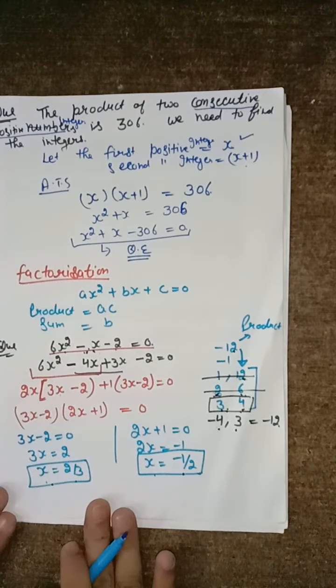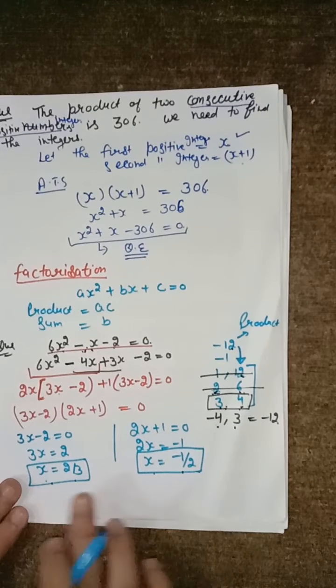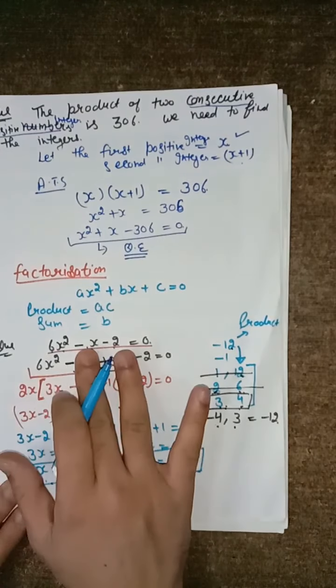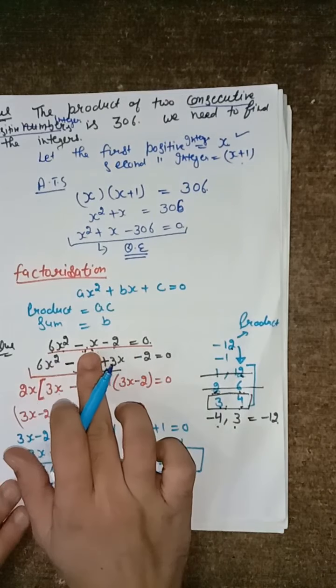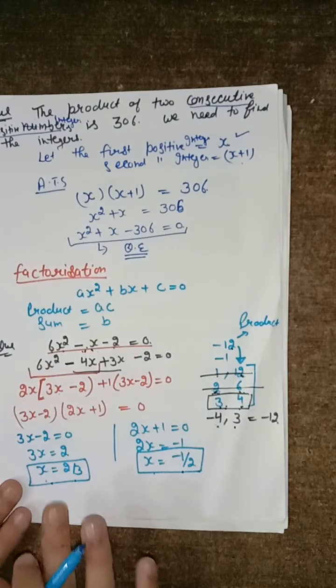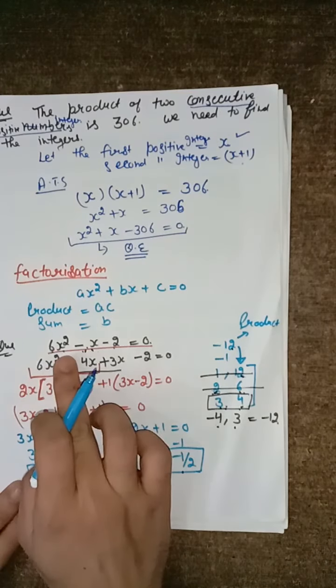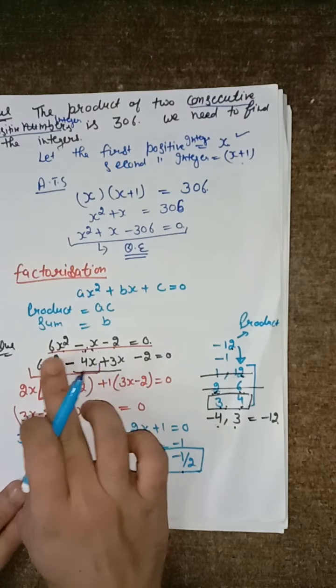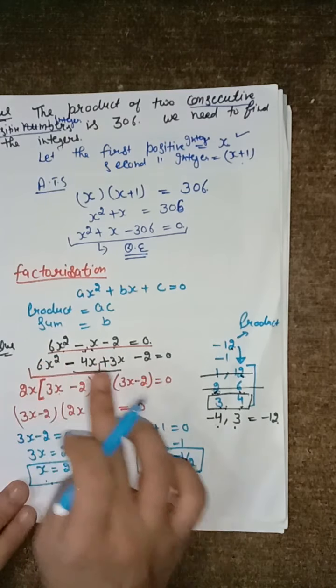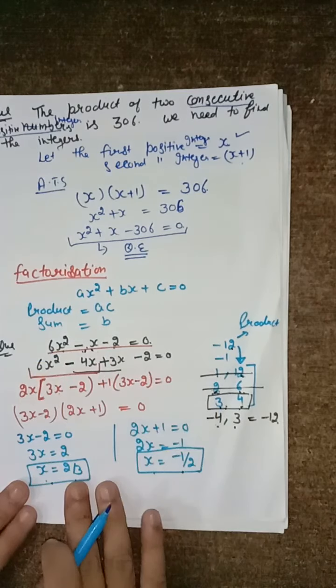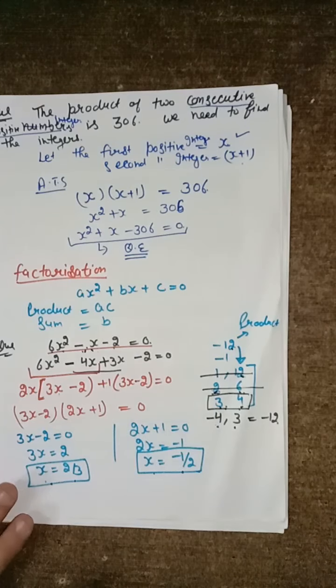Now if we want to verify that these two roots are the roots of 6x square minus x minus 2, then simply put that value in place of x. We will find that the left hand side equals right hand side and hence these will be the roots of the quadratic equation.